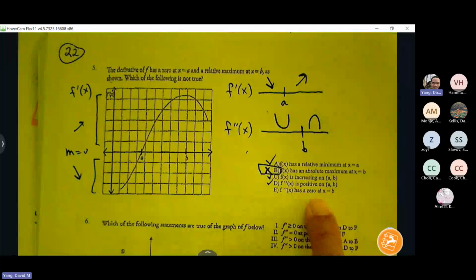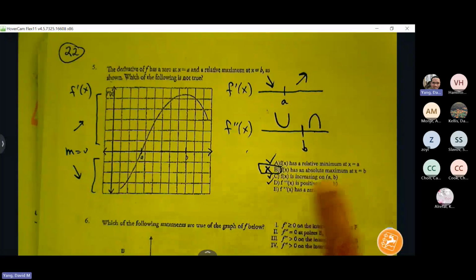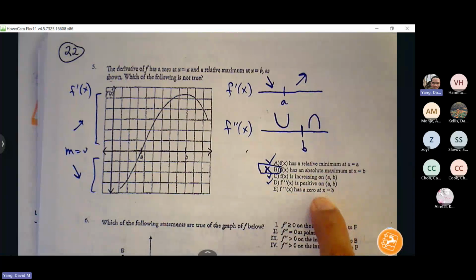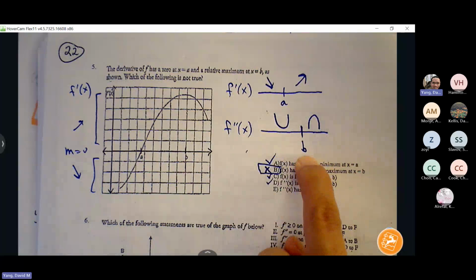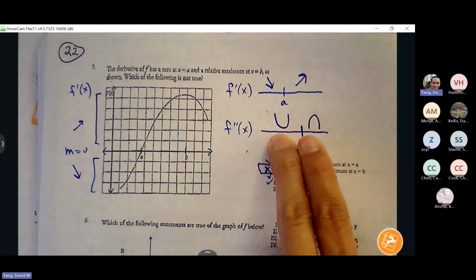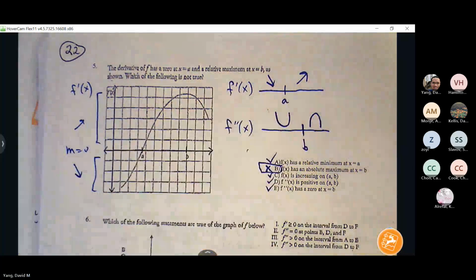F double prime of x is equal to 0. So we know that that is true. This doesn't mean that this is guaranteed to be a point of inflection, but it is a candidate. But we know it's a point of inflection because not only is the slope at B 0, but there's a change in signs, right? You go from concave up to concave down. So this is also true.